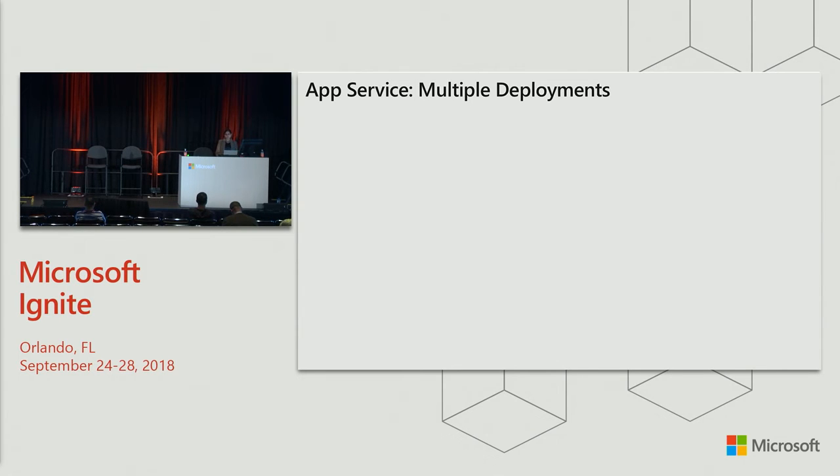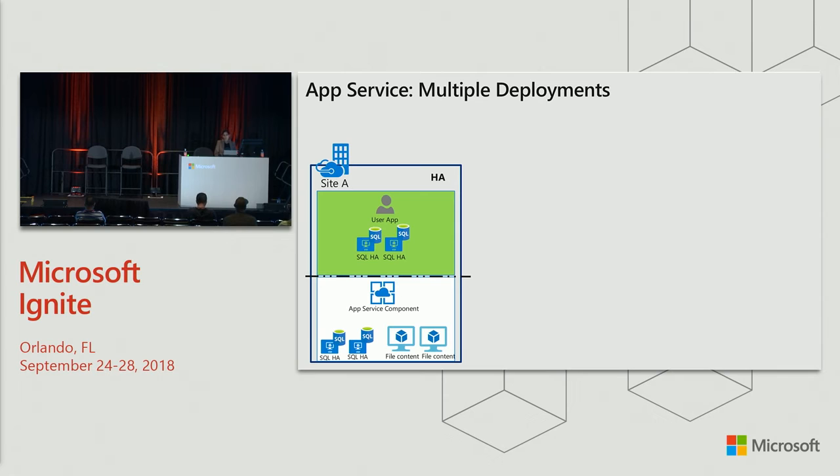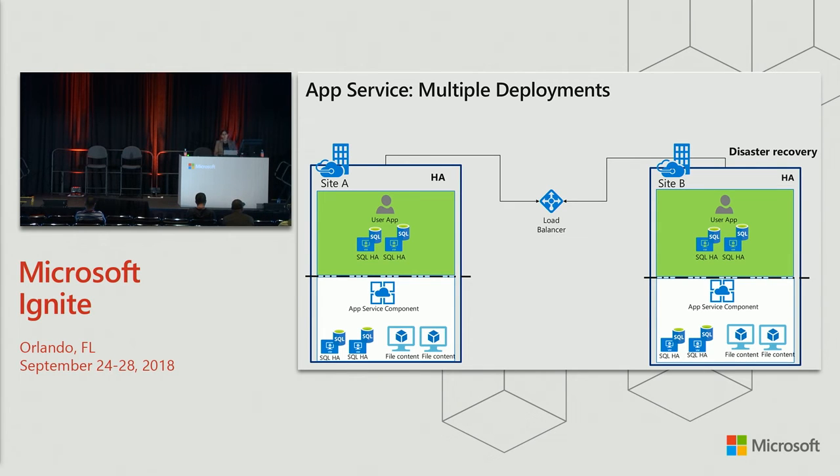Now I'll be talking about how you can do it on the PaaS layer. The example that we'll be taking is App Service. When you deploy an App Service RP, by default, the App Service components are HA, and you have the user app, and your user-based database is HA. However, when it comes to disaster recovery, you would need to deploy another instance of the App Service RP on site B. In that case, it would be HA within a stamp, but you wouldn't necessarily be DR until you have a load balancer, and you would also need to redeploy your app and restore your user database.